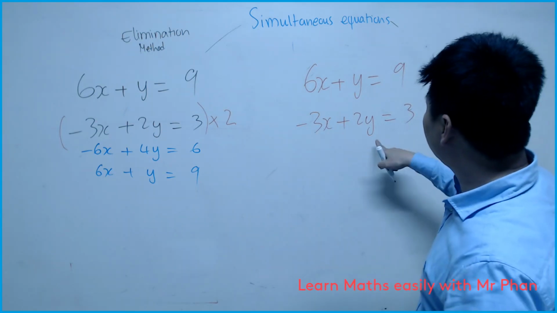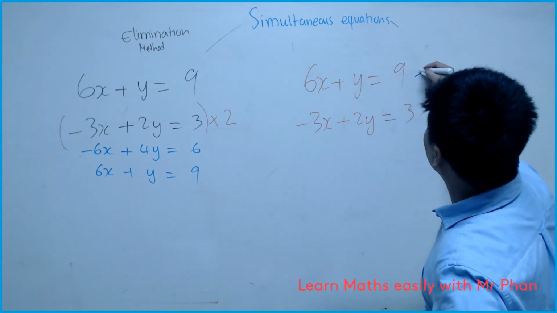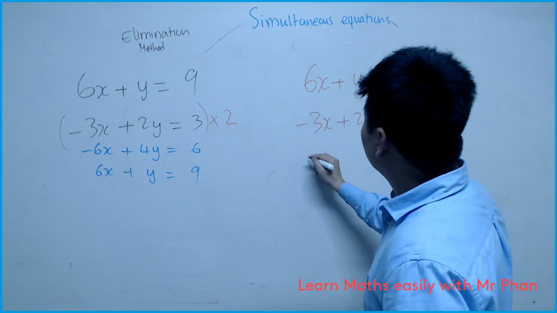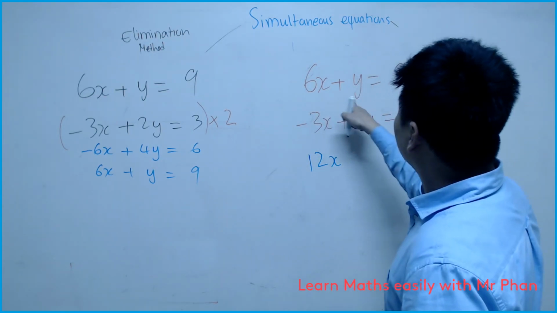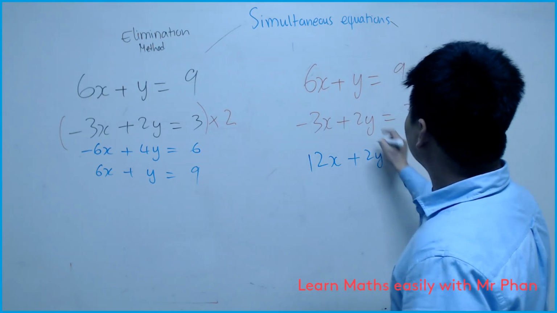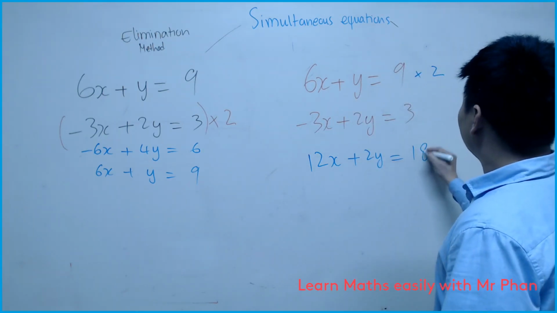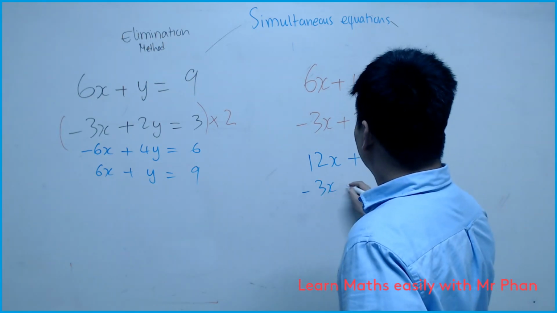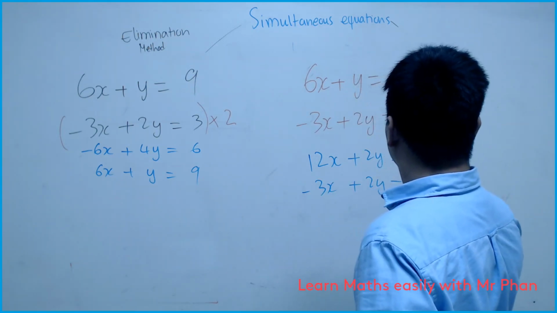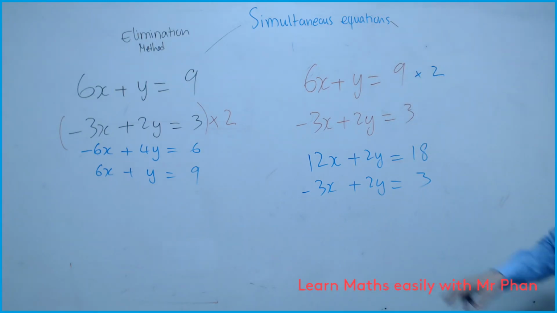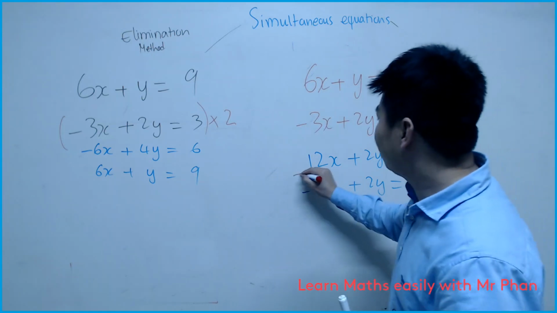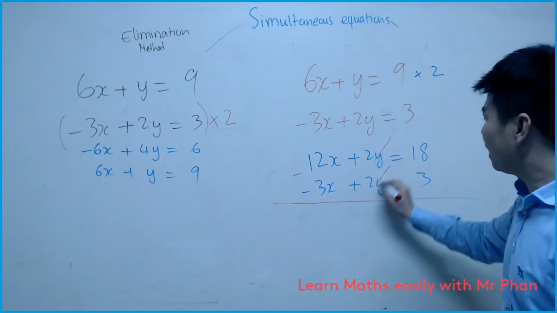If I want to eliminate y, I multiply here by 2. Look, I multiply by 2, it becomes 12x plus 2y equals 18. And I copy one down, so negative 3x plus 2y equals 3. You see much sense now. Now you have the same coefficient for y. So in this case, I can subtract it, and this will cancel out.